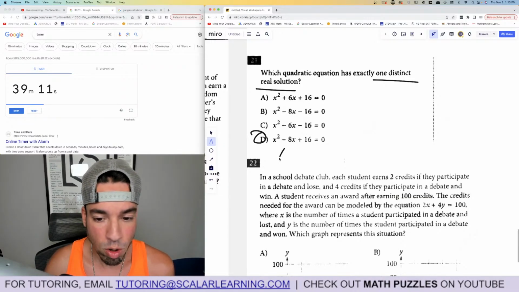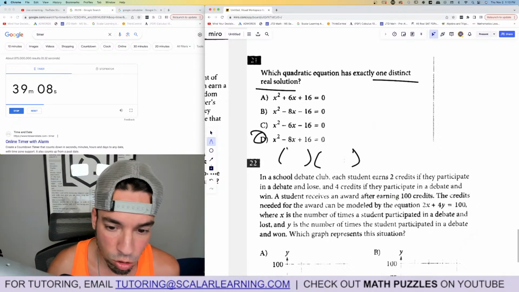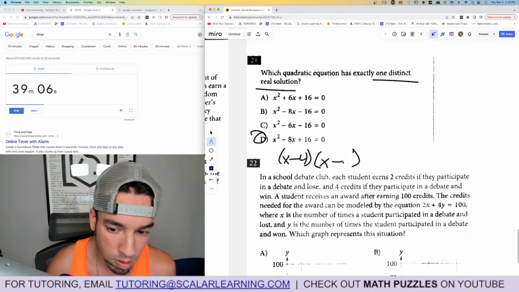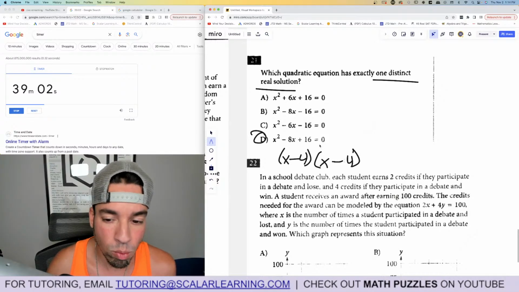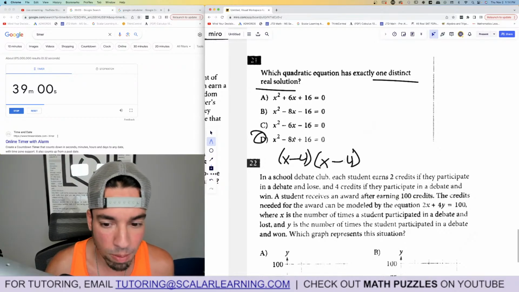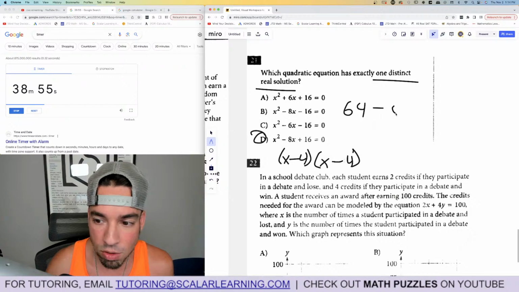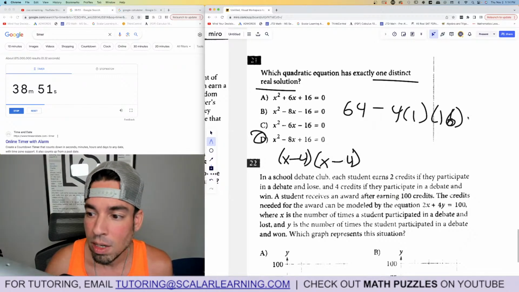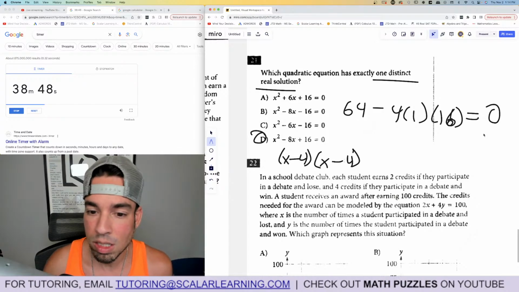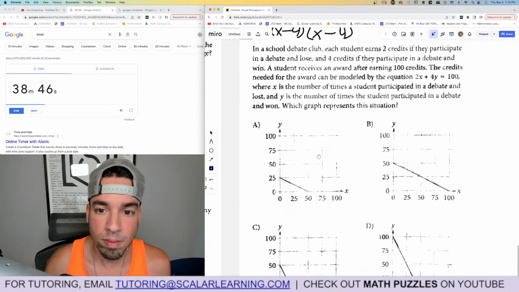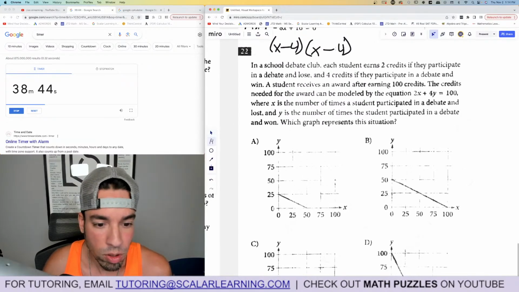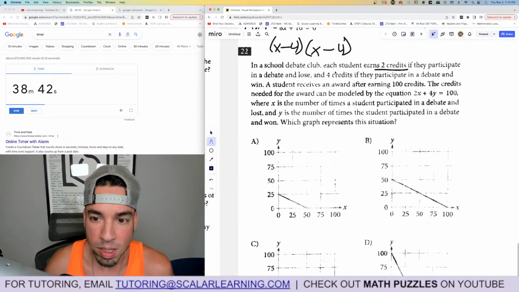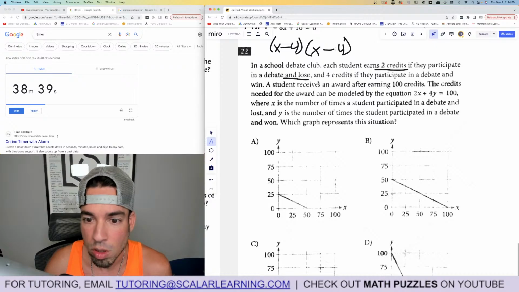I was looking for a perfect square. The reason why a perfect square has one real solution is because it's going to be x minus 4 twice, right? And I know it's a positive 16, and those add to negative 8. So that's why it works. My solution is only 1, which is 4. But what is the discriminant? b squared minus 4ac. Negative 8 squared is 64 minus 4, a is 1, c is 16. And 64 minus 64 is indeed 0. Boom, done.